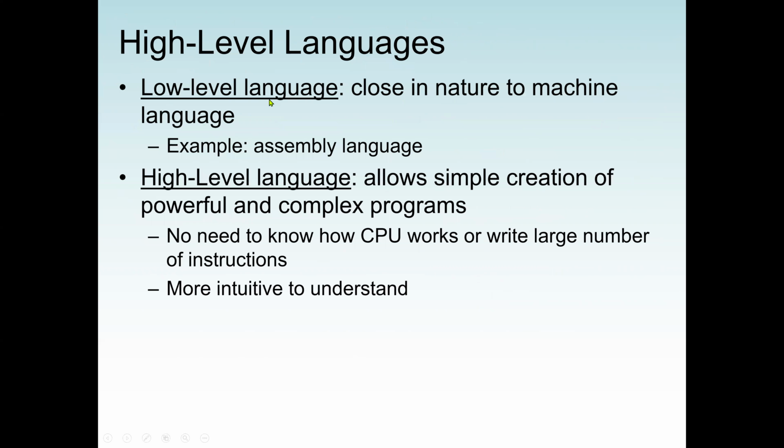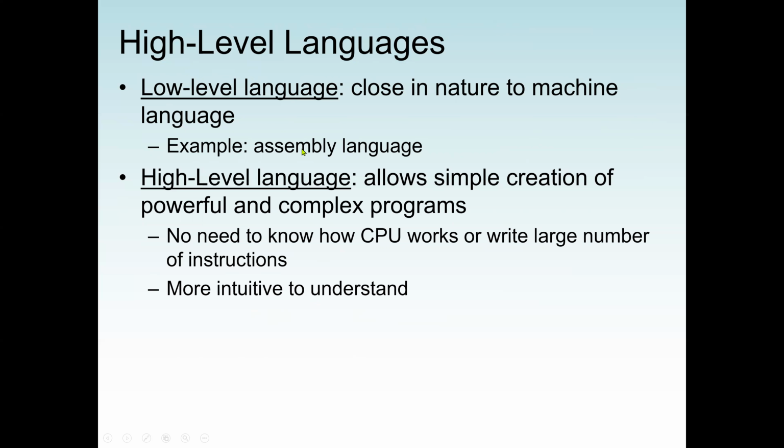Next, we move to the low-level language, which is close in nature to machine language. Now we have the high-level language, which allows simple creation of powerful and complex programs. Now there's no need to know how the CPU works or even write a large number of instructions. It's more intuitive to understand. An example of a high-level language would be Python. When we start our Python code, you will see that most of the words are in English syntax.